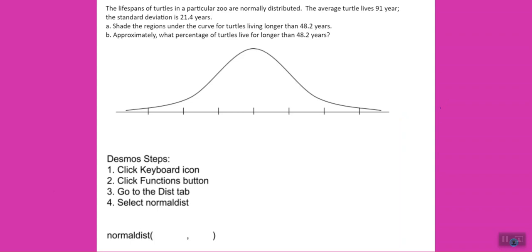So the middle is our mean, which we know is 91. We're going to add 21.4 for each tick mark to the right. And then we're going to subtract 21.4 for each tick mark to the left.